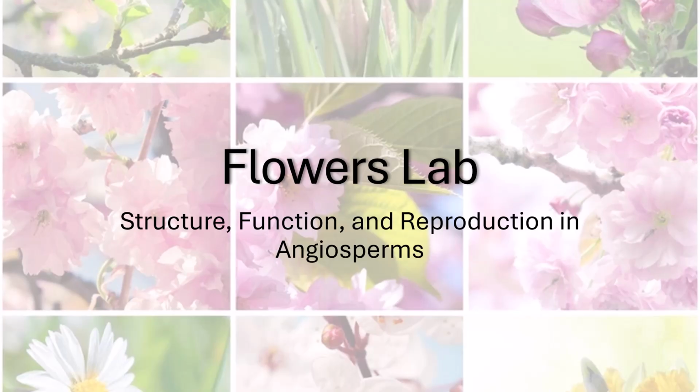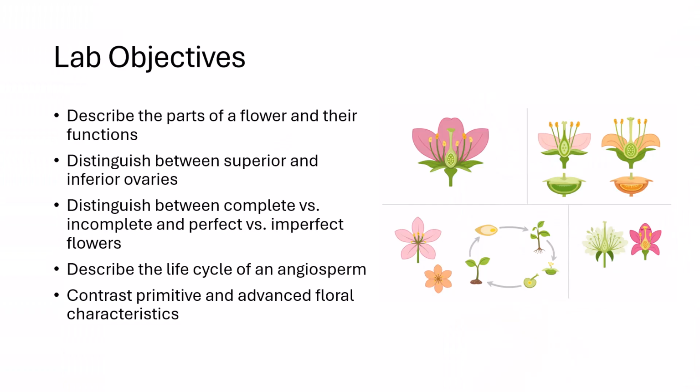Flowers are not just decorative structures. They are highly modified shoots designed for sexual reproduction. And like everything else we've studied in this course, every floral structure exists because it serves a function. By the end of this lab, you should feel confident identifying the major parts of a flower, understanding how pollination and fertilization occur, and recognizing how floral variation reflects evolutionary strategies. Before we begin, let's take a moment to review the learning goals for this lab.